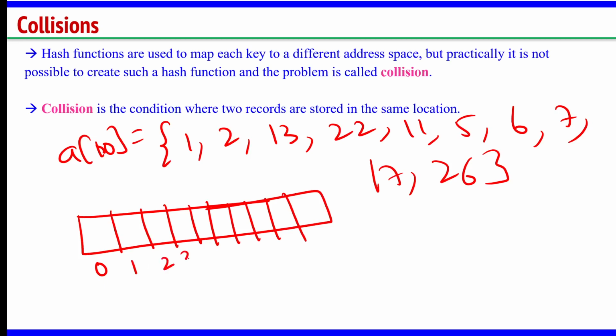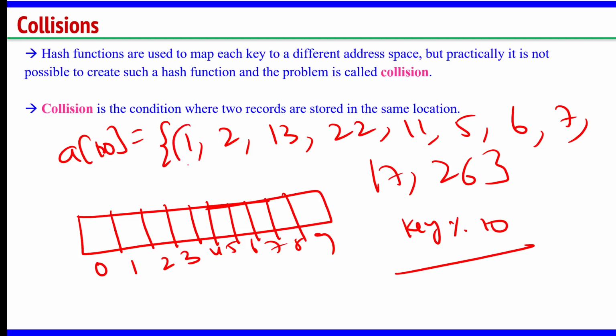Indexing 0, 1, 2, 3, 4, 5, 6, 7, 8, 9. And the hash function given is key modulo 10. So, take the first element 1, 1 modulo 10 is 1, so I should place that here. Next 2, 2 modulo 10, I should place it here. 13, 13 modulo 10, I should place it here. 22, 22 modulo 10 is 2, the remainder is 2.